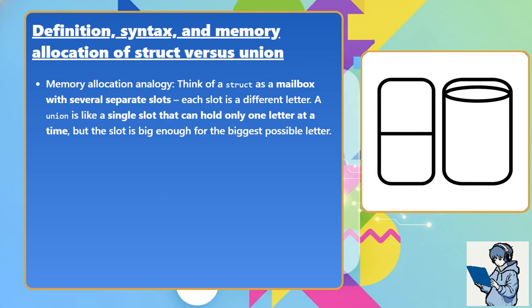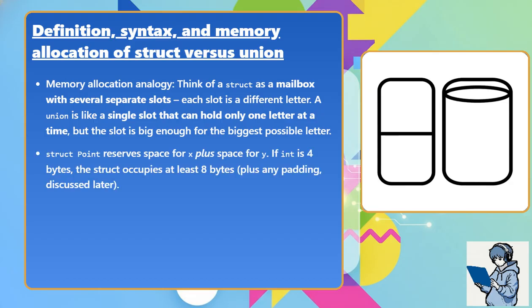Memory allocation analogy: think of a struct as a mailbox with several separate slots. Each slot is a different letter. A union is like a single slot that can hold only one letter at a time, but the slot is big enough for the biggest possible letter. Struct point reserves space for x plus space for y. If int is 4 bytes, the struct occupies at least 8 bytes, plus any padding discussed later.